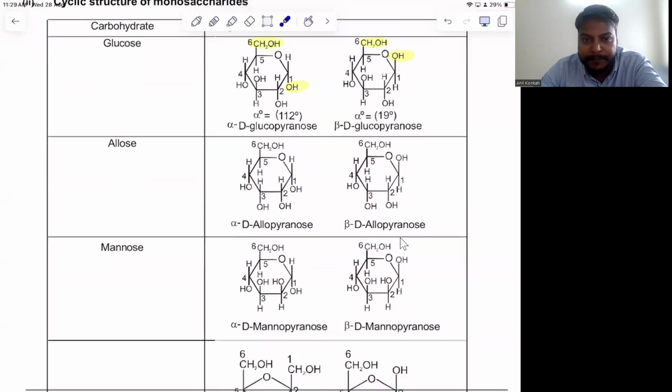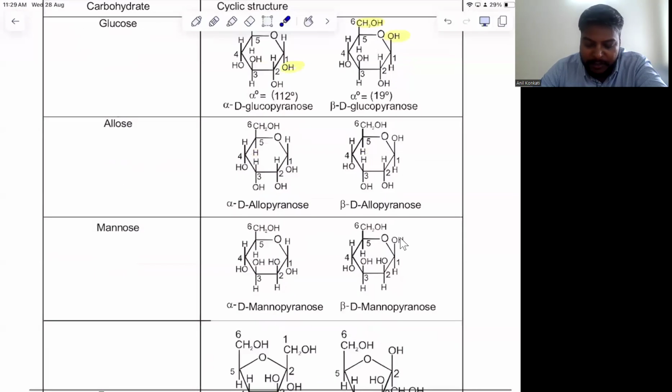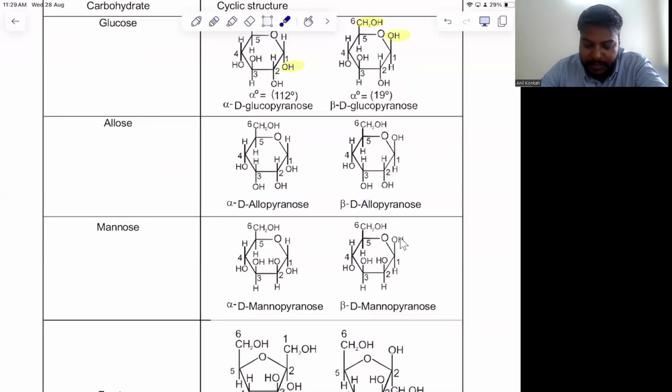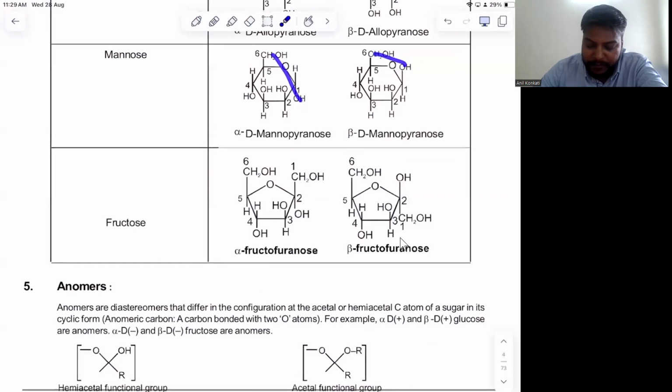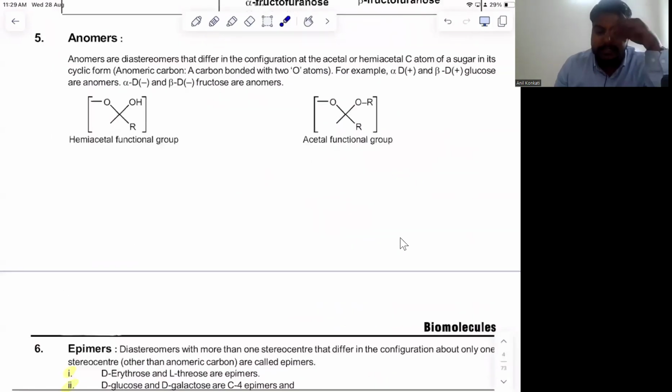Clear on that? Next. If you say allose, it will also have the same form, alpha and beta here. Mannose will also have the same form. This one you can see, these are opposite, these are adjacent. Fructose will also have the same form. Now you can see CH2OH and OH are opposite. So alpha, CH2OH and OH are on the same side. So it is beta.